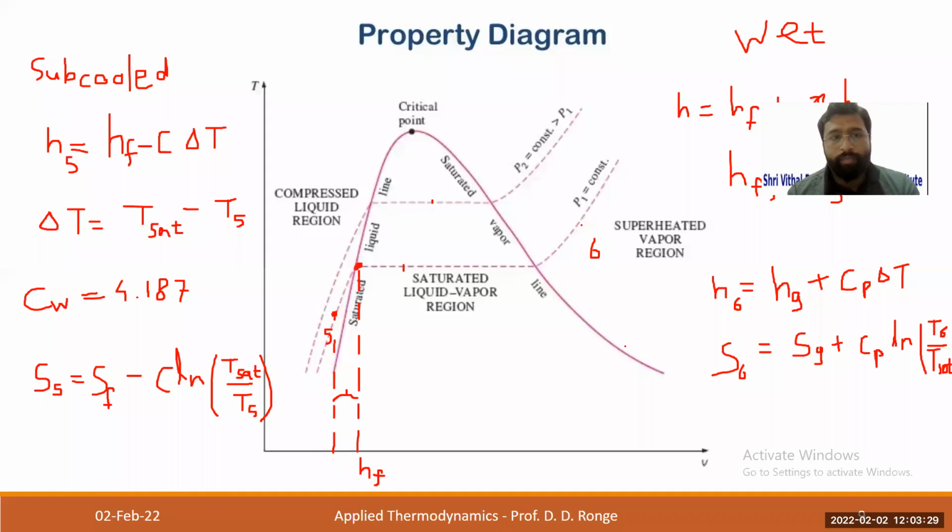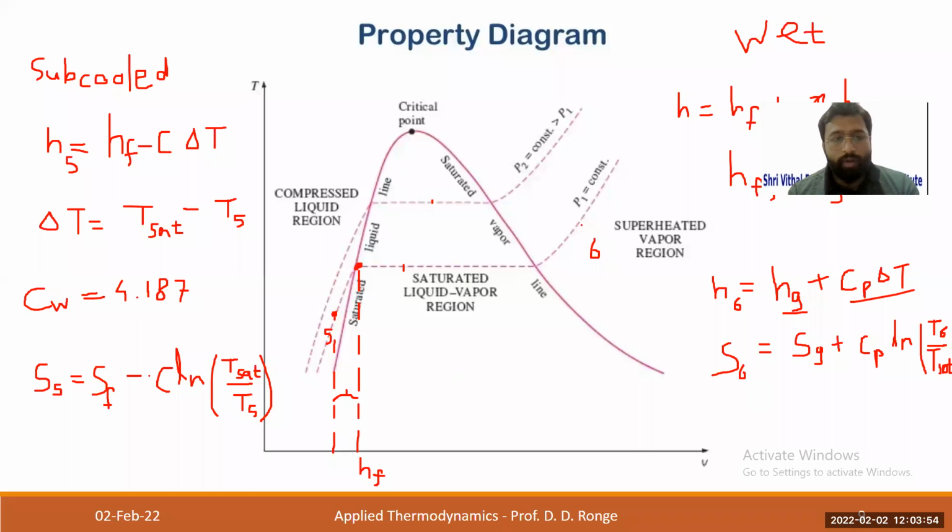Okay, write it down. Enthalpy can be calculated as HF minus Cp delta T. Specific heat for liquid is a constant value. There is only one value. But if you go to the gaseous phase in the superheated region, there will be two specific heats, Cp and Cv. So here enthalpy will be equal to enthalpy at dry saturated condition plus Cp delta T.